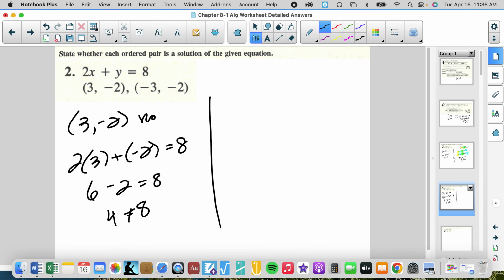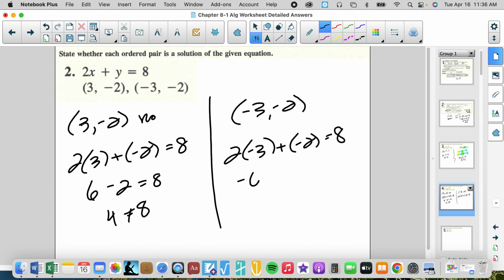That's a no for me. Then let's plug in negative 3, negative 2. So we have 2 times negative 3 plus negative 2 equals 8. That's negative 6 minus 2 equals 8. Negative 8 also does not equal 8. So that is a no also. So neither problem is a solution to the equation.